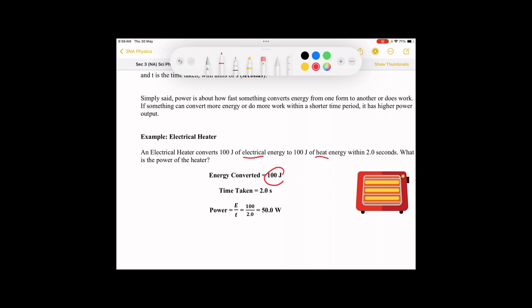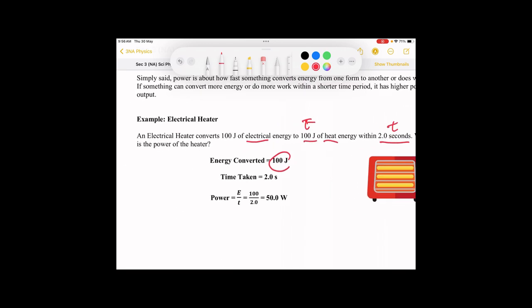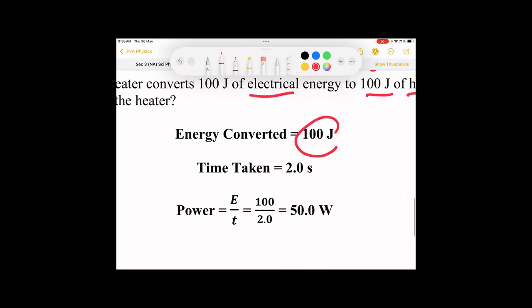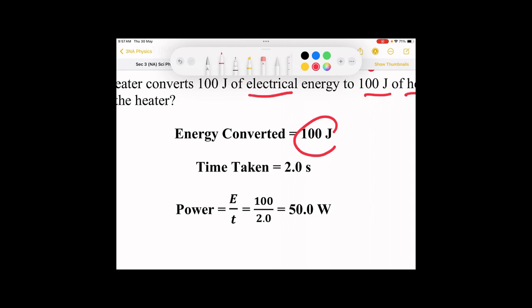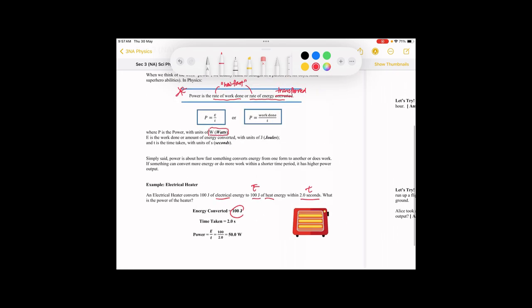taken is 2.0 seconds. So this is T, right? This 100 joules is the E, and of course here we're using E over T because we're talking about energy transfer over here from electrical to internal store, the heat energy. Right, so 100 divided by 2, that gives you 50 watts. So this is the case whereby you use E over T because we're talking about transferring of energy.